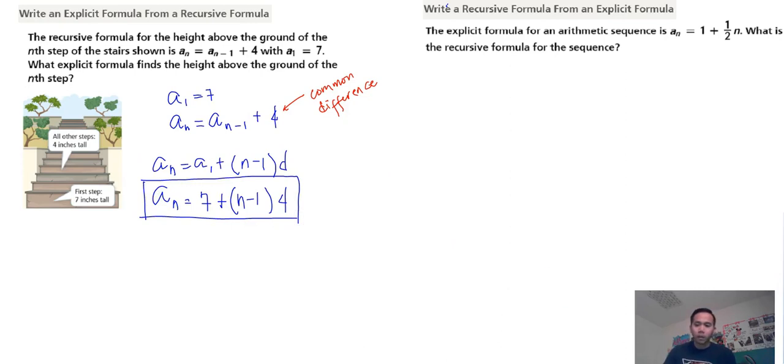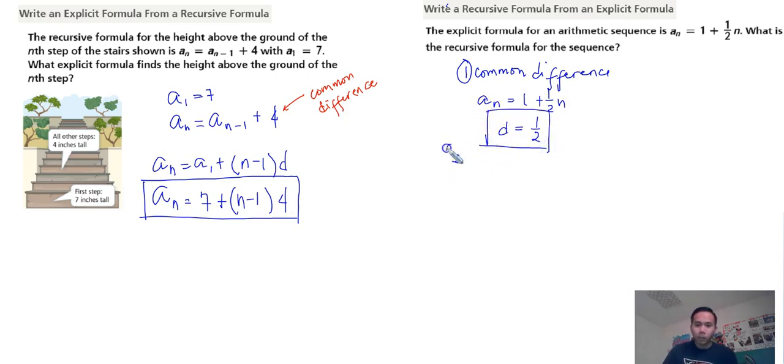All right. And in our last example, we have to write a recursive formula from an explicit formula. So step 1 is to identify the common difference. Given a sub n is equal to 1 plus 1/2 n, the common difference d is 1/2.